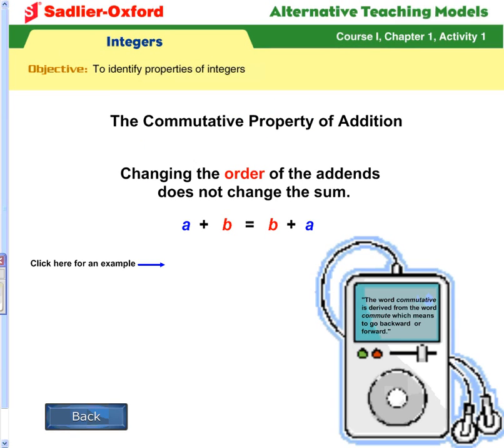This rule states that the order in which you add the numbers does not matter. Changing the order of addends does not change the sum. A plus B is equal to B plus A. As an example, 6 plus 4 is equal to 4 plus 6. This property does not apply to subtraction or division.